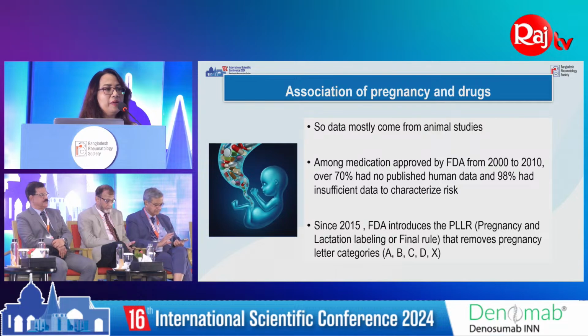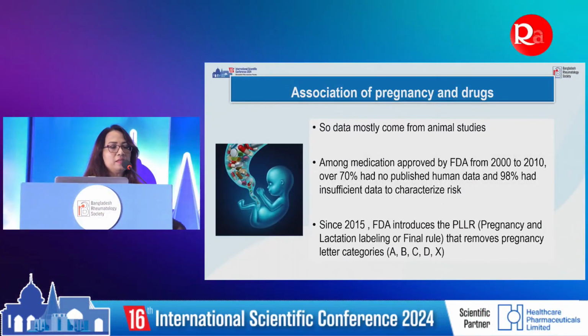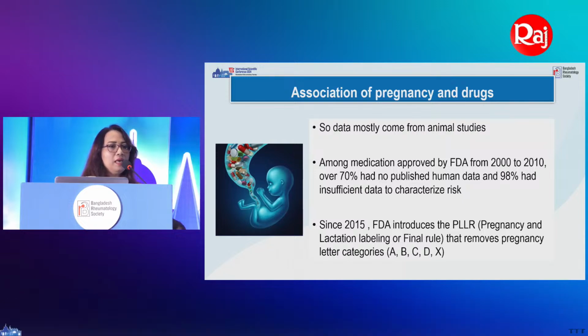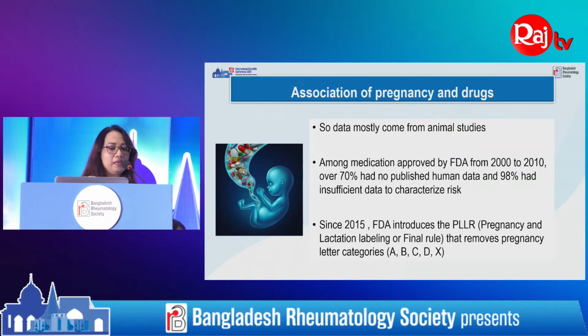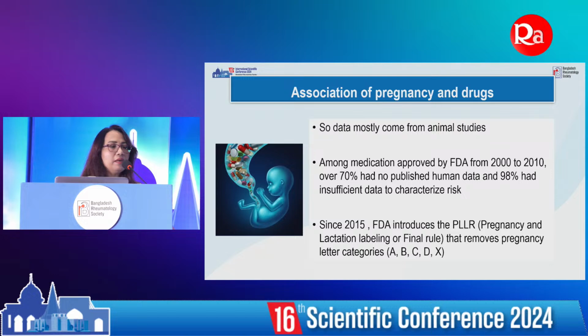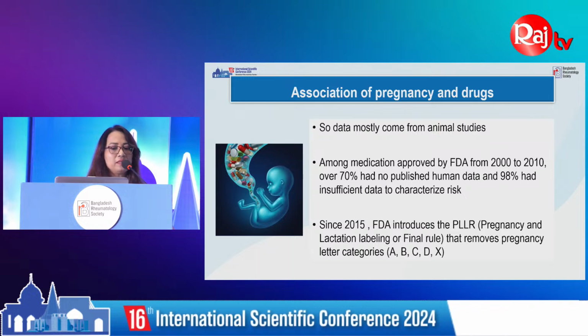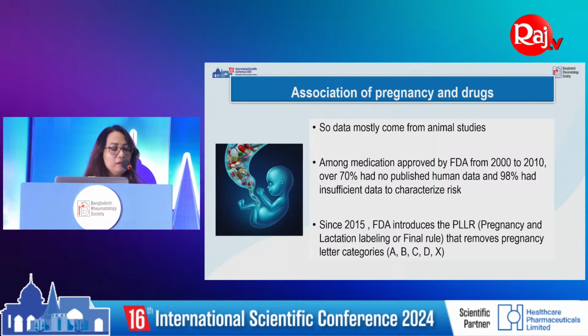We all know the pregnancy risk was previously expressed as pregnancy category A, B, C, D and X. But since 2015, FDA changed these letter categories to PLLR, that is the Pregnancy and Lactation Labeling Final Rule.